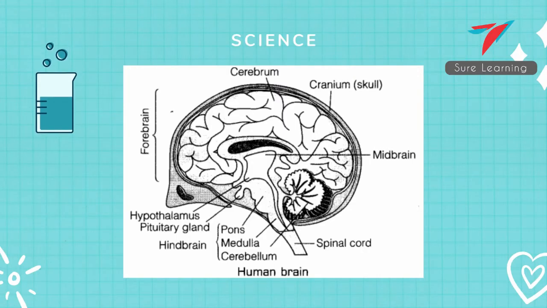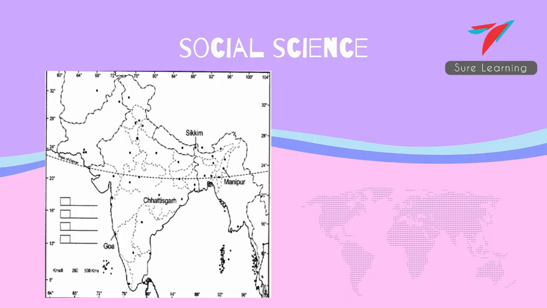Science teachers must highlight the need for underlining keywords, and reinforce the importance of drawing neat and labeled diagrams. Social science teachers reinforce the importance of map locating and marking.